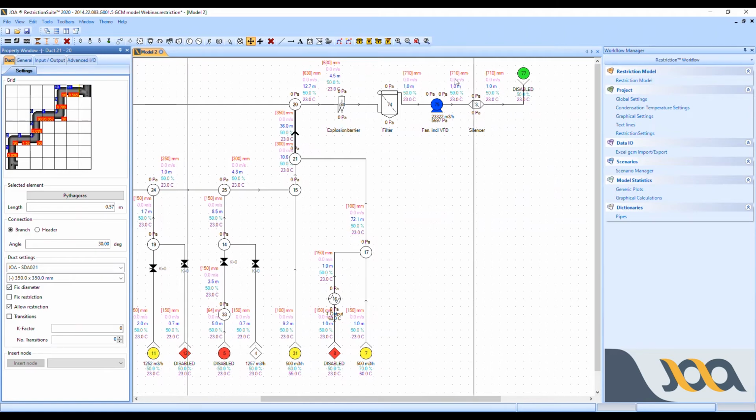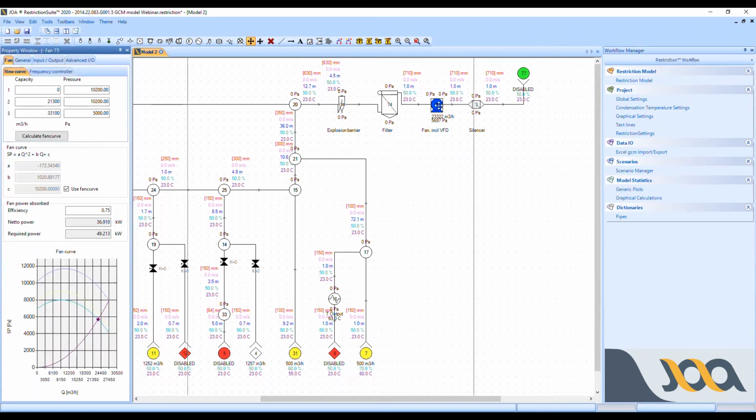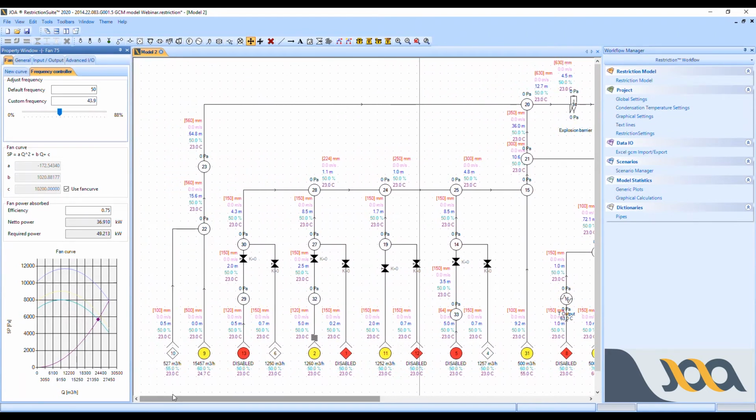And at the end of the system we have the equipment. Here we are talking about an explosion safe dedusting system, but this could for example also be a vapor extraction system. We're showing the fan here with, for example, the frequency converter settings to fully model the system and predict what's going to happen when we are taking the system in real life.